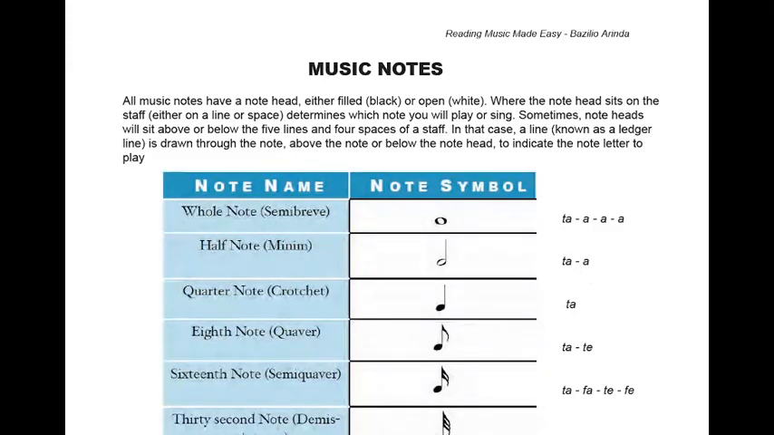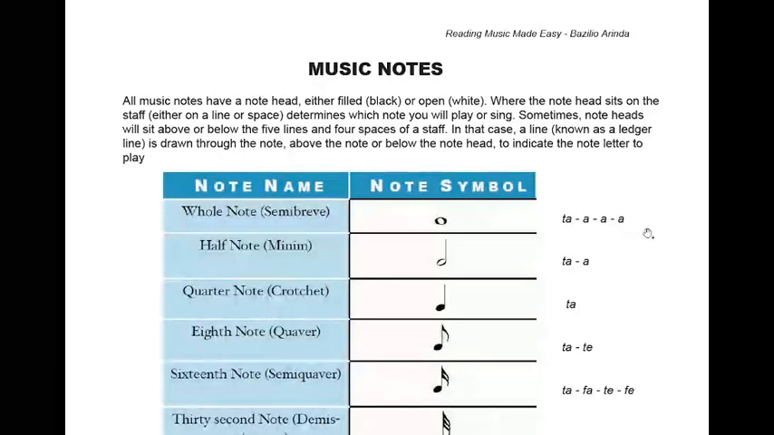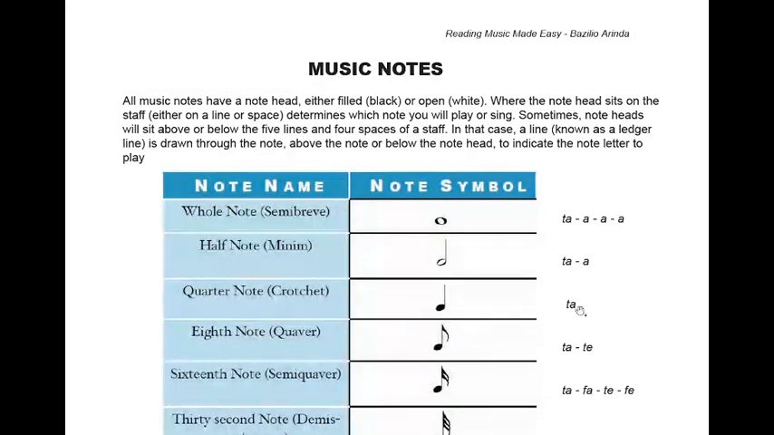So in the space of one whole note, you can have 2 half notes. 2 half notes are equal to one whole note. Ta. Quarter note is a quarter of the whole note. The whole note has 4 counts, so quarter note has only one beat. So it would be ta.